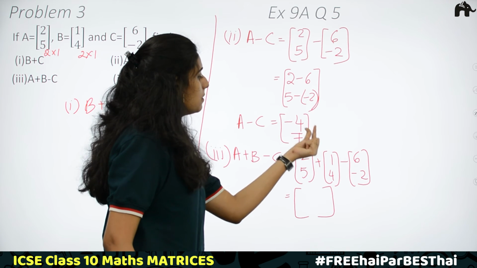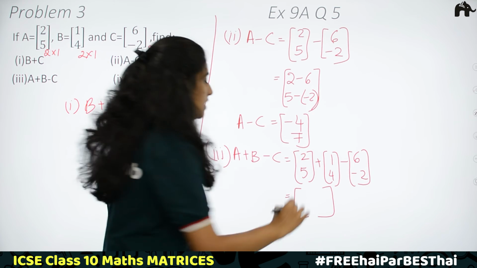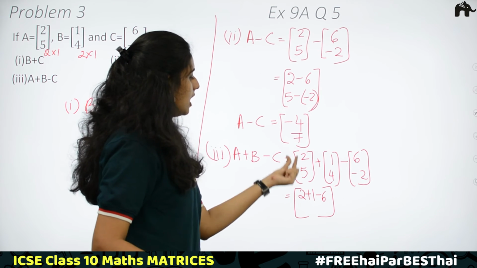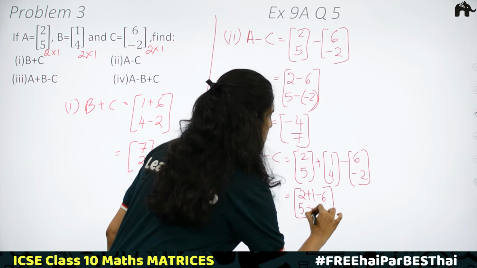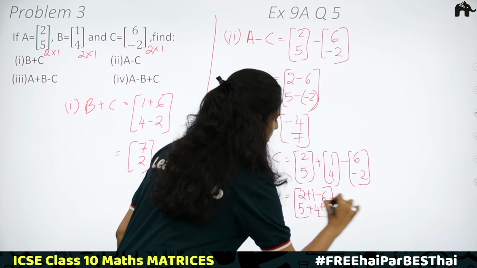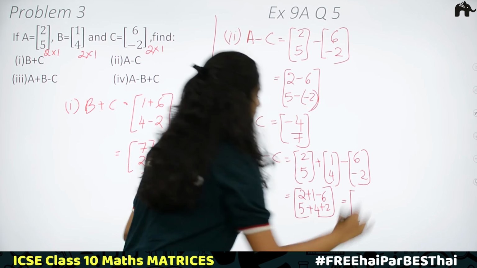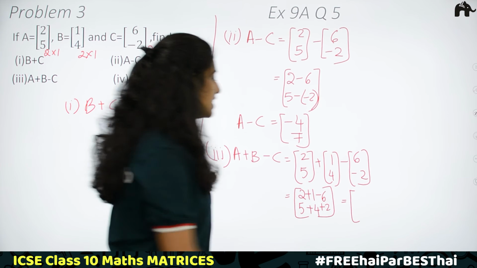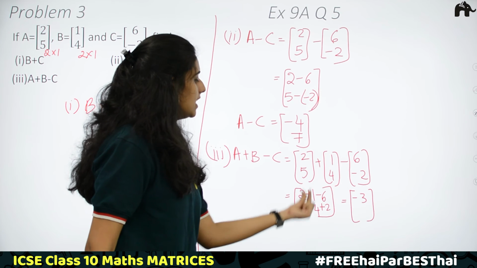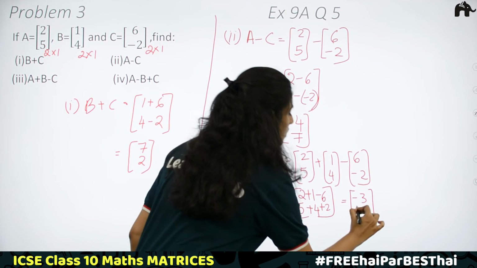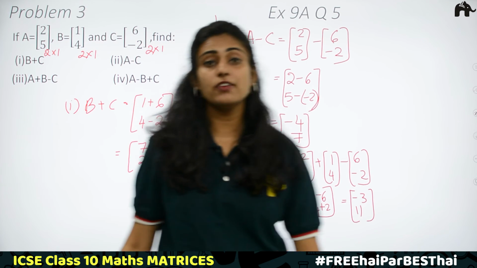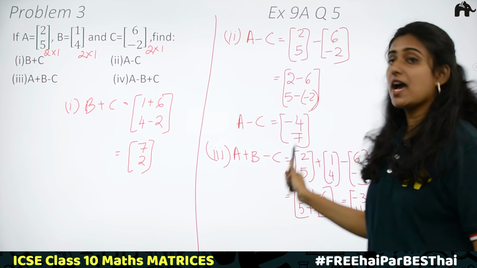First, 2 plus 1 minus 6. Second element, 5 plus 4 minus of minus 2, that is plus 2, which is equal to 2 plus 1, 3, 3 minus 6, minus 3. 5 plus 4, 9, 9 plus 2, 11. Okay. So, minus 3 plus 11 are the elements of A plus B minus C.